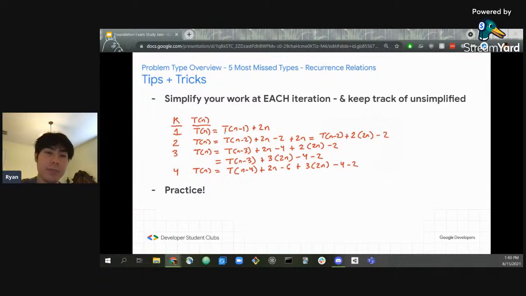And the last but certainly not least tip is to practice. As with most mathematical-based questions and concepts in the foundation exam, you should always practice in order to better your ability to see the patterns in these recurrence relations and more easily solve them on the foundation exam. Next slide.